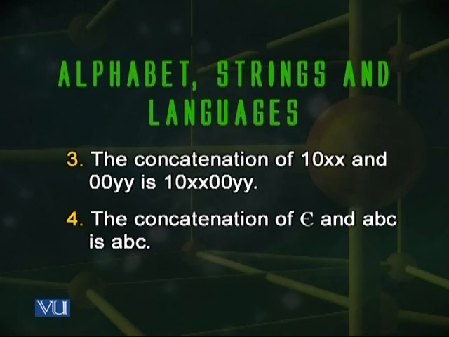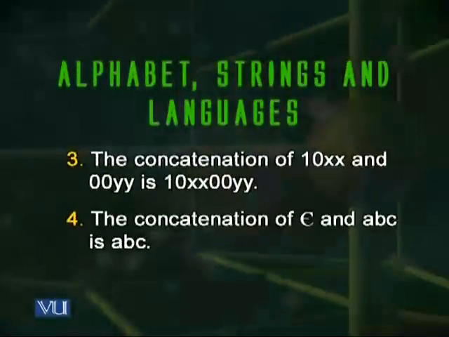So the empty string is a very interesting string. When it is concatenated with any string, whether the empty string comes first or later, it doesn't matter. You get the second string back. In other words, the concatenation of the empty string with X is going to be X, and the concatenation of X and the empty string is also going to be X.